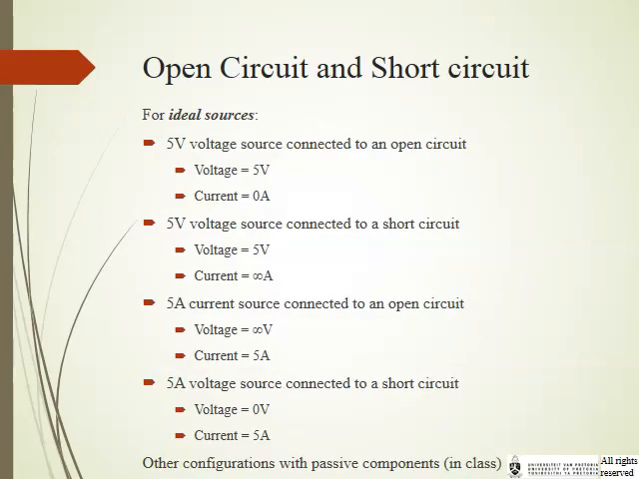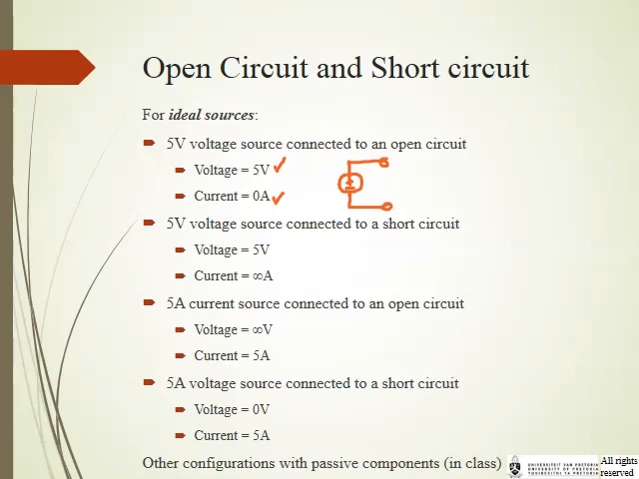Then open circuit, short circuit. So this slide might be a little bit confusing. If we start at the top, a 5-volt voltage source connected to an open circuit means that the voltage will be 5 volts and the current will be 0 amps. Why 0 amps? Because current, strictly speaking, can't flow through an open circuit. So what we have over here is a plus, minus, and the source connected to an open circuit. There's nothing in between. So the volts will be 5 volts and the current will be 0 amps.